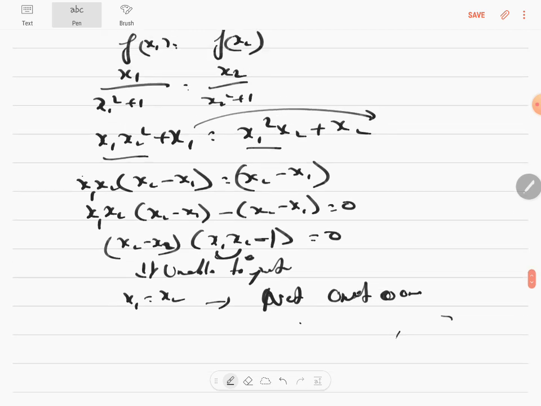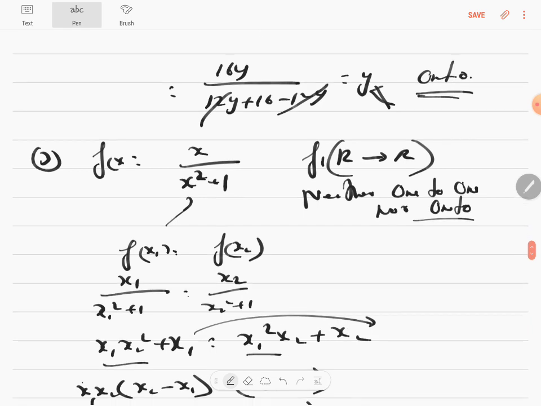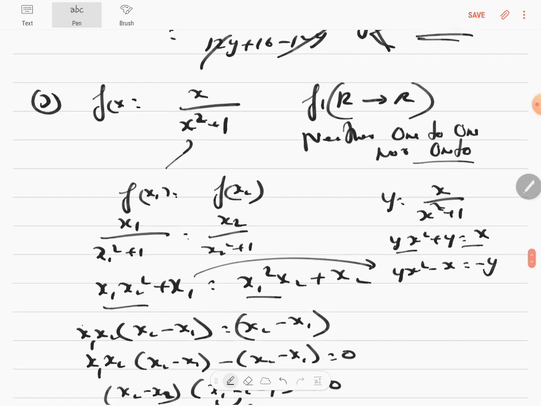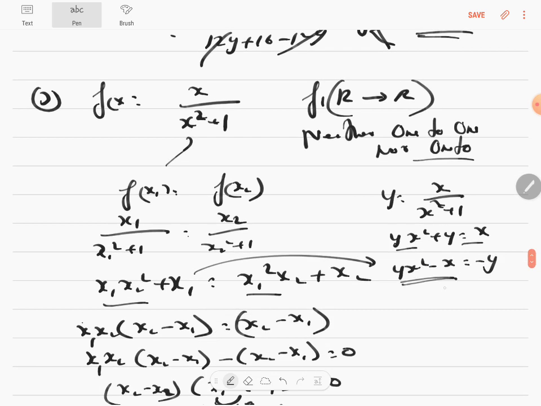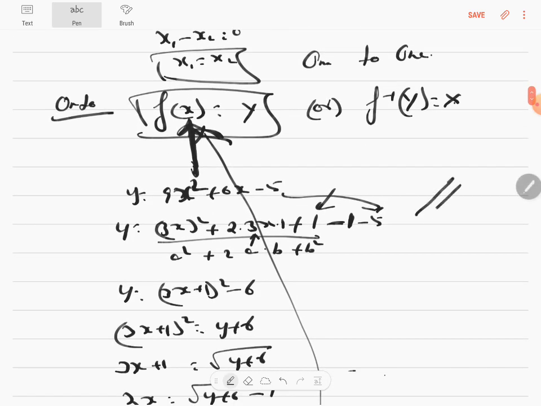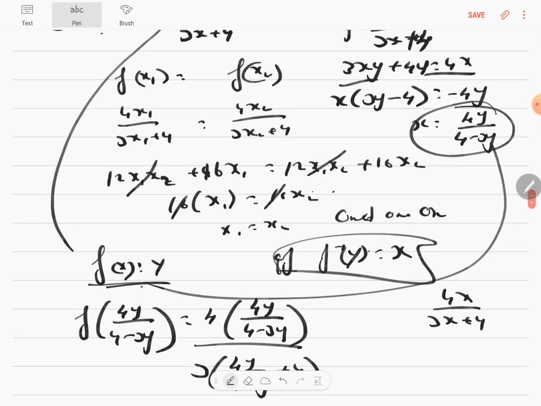What about onto? To prove it's onto, what would you do? You write y is equal to x by x square plus 1. You generally cross multiply: y x square plus y is equal to x. To consolidate x, y x square minus x is equal to minus y. You should be able to consolidate x, and you're not even able to consolidate x from here. So generally in that case we will do completion of square, which is exactly what I did in the previous sum, to find onto.